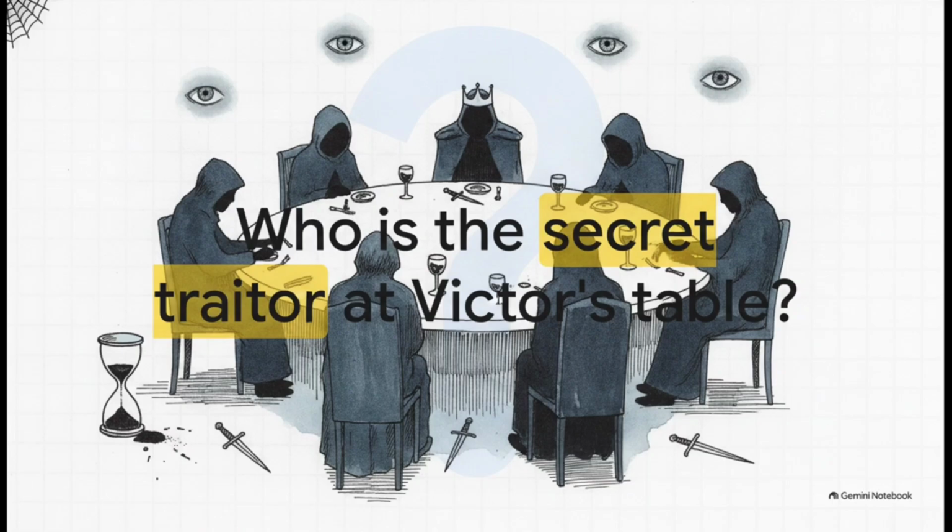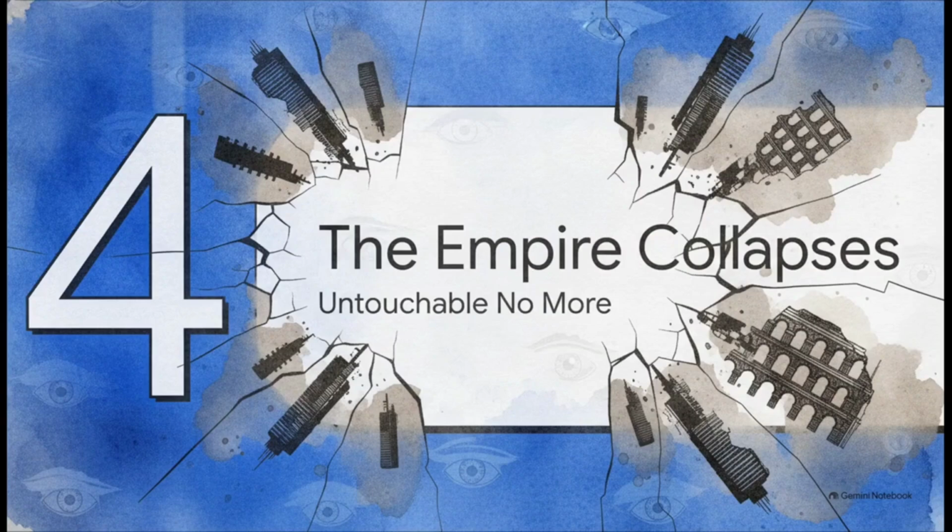The most dangerous threat isn't the rival outside the gates. It's a shocking internal betrayal from someone in his own small, trusted group of friends. It forces us as the audience to lean in, scrutinize literally every interaction, and constantly ask, who is secretly working against him? Paranoia becomes the absolute driving engine of the whole story. Which leads us to Part 4. The Empire Collapses. Untouchable no more.